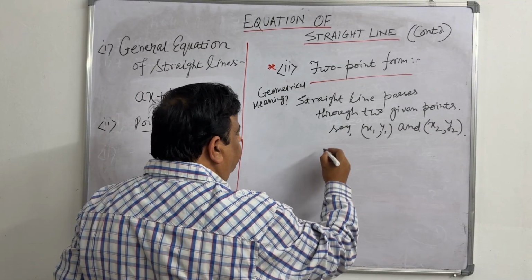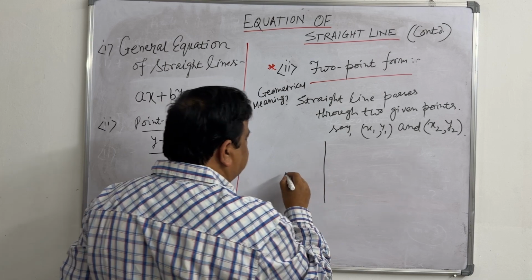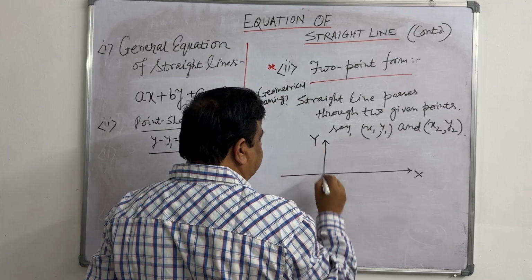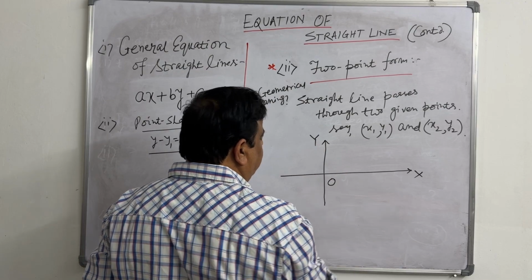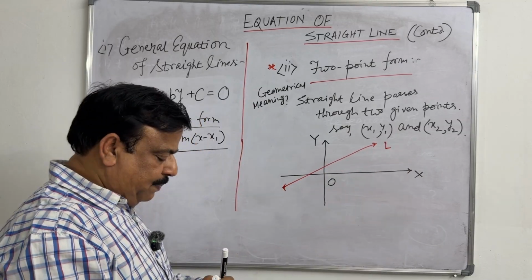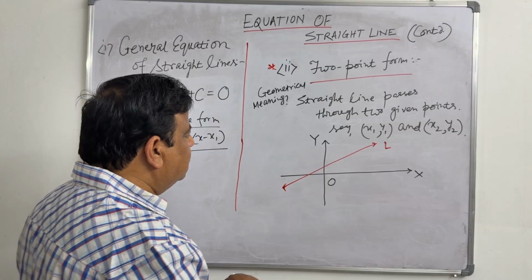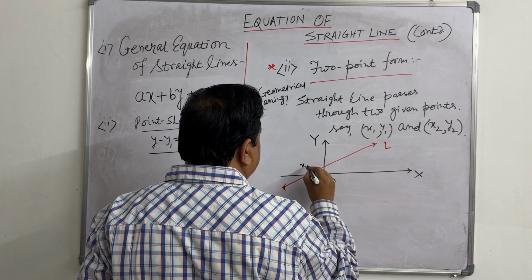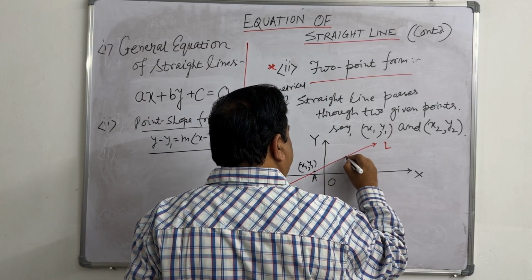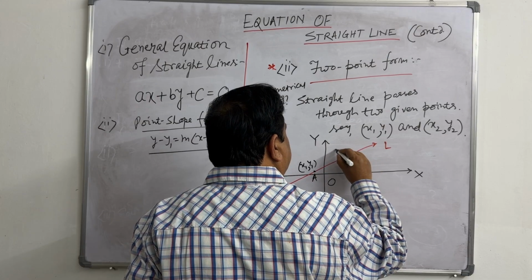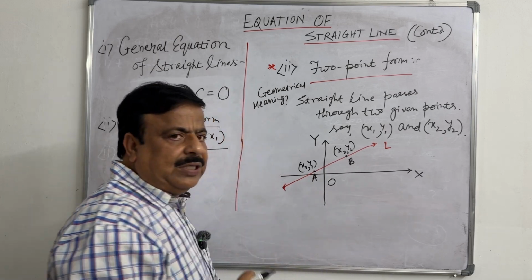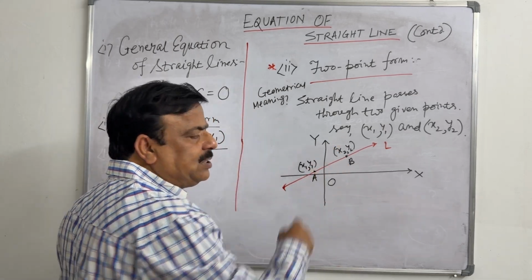Draw the Cartesian coordinate system. This is the x-axis. This one is the y-axis. And here is your origin. Okay. Say this is a line which is passing through 2 points. Say one point is x1, y1. So this one is A, and another point is say B, that is x2, y2. So these are 2 points through which the straight line is passing.